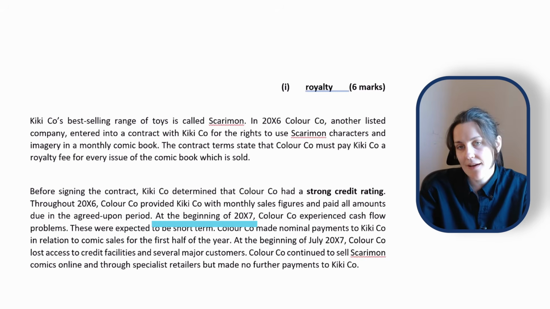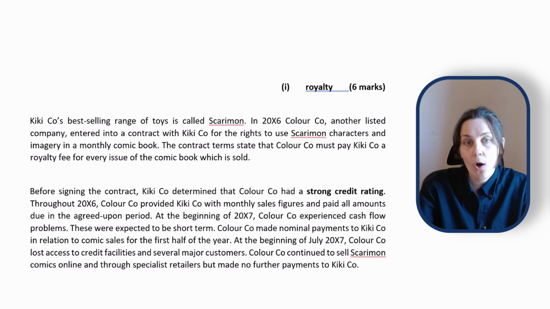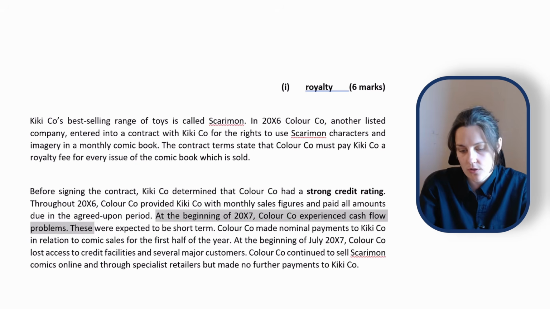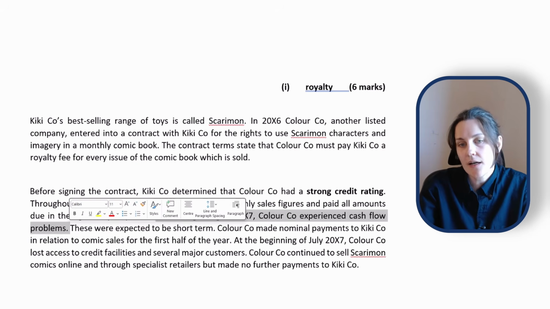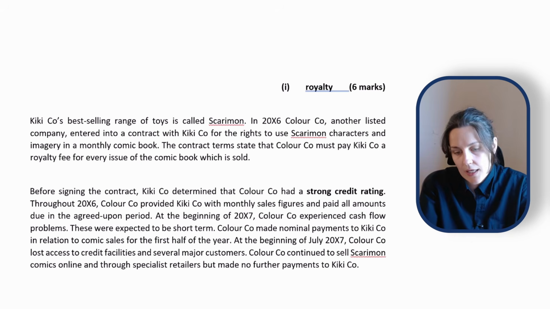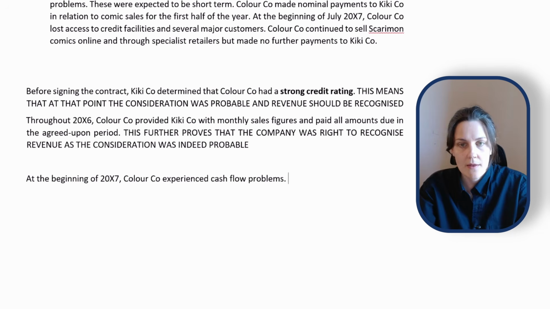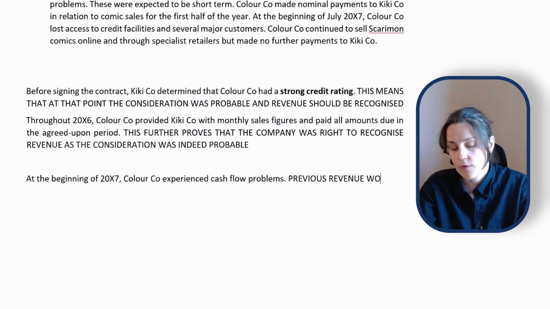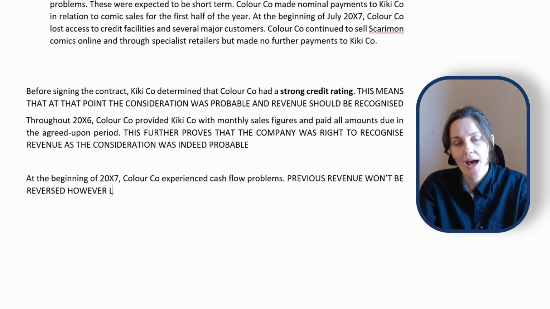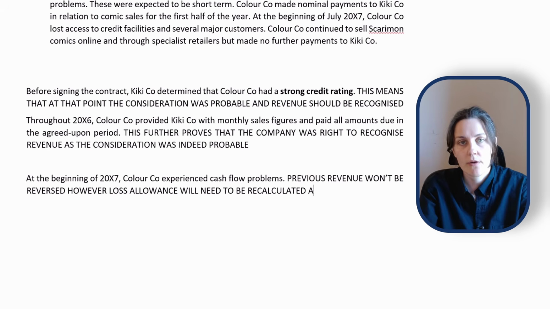At the beginning of 20x7, Color Company experienced cash flow problems. This is another bit of information. So with this bit of information, we're going to say what is going to change. So if there are cash flow problems, this means that according to IFRS 9, loss allowance will need to be recalculated. So this previous revenues won't be reversed. However, loss allowance would be recalculated according to IFRS 9.